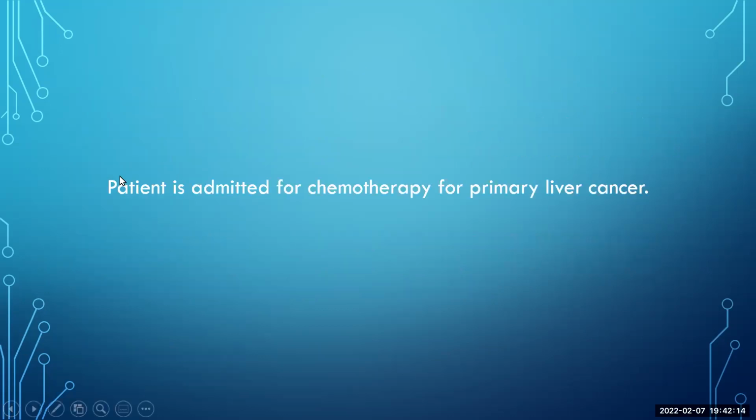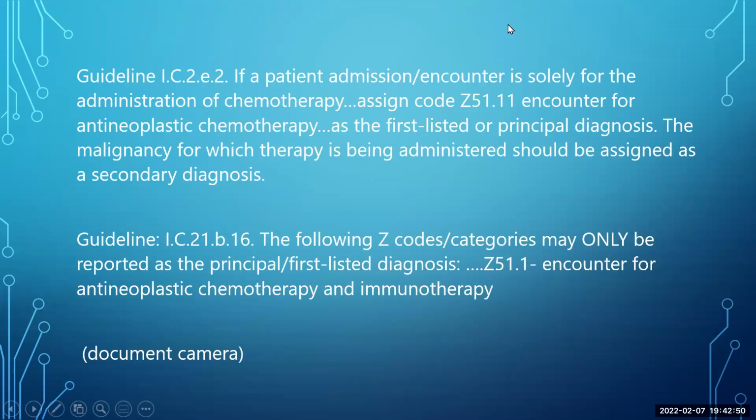So again, if we look at the scenario, the patient is admitted for chemotherapy. So we know we need to have something about chemotherapy, and the chemotherapy is for liver cancer. So we're going to have two codes. One will be the encounter for the chemotherapy, and one is going to be for the primary liver cancer. So we say primary because it's not from a secondary site. Again, we'll get into more of that as we go, but it's listed as primary. So we'll have primary liver cancer and chemotherapy. And we have learned from our guidelines how to sequence those two codes. So let's go ahead and go to the document camera and make this all make more sense.